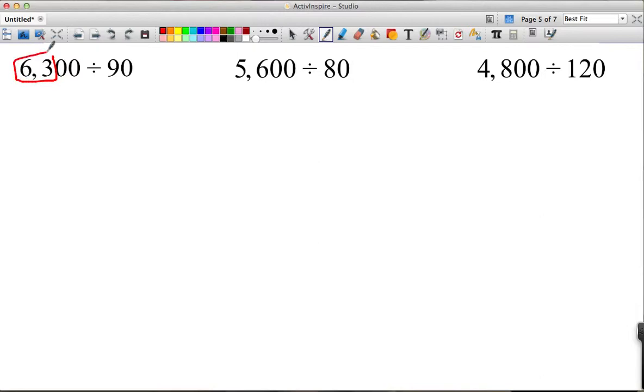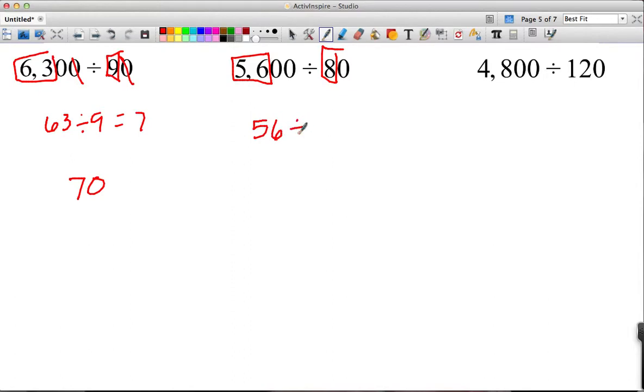All right, so here I have 63 and 9. I know those are compatible, so I do 63 divided by 9 is 7. I have 1 0 and 1 0. I got 70 as my answer. 56 and 8 are compatible, so this is really where knowing your multiplication tables comes in handy. And that gives you 7. Again, 1 and 1, so 70 again.